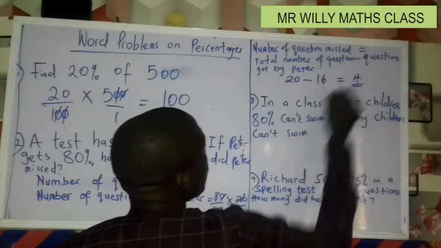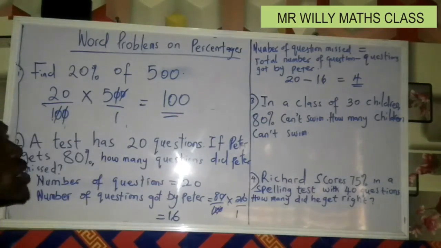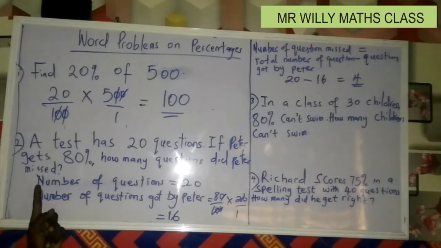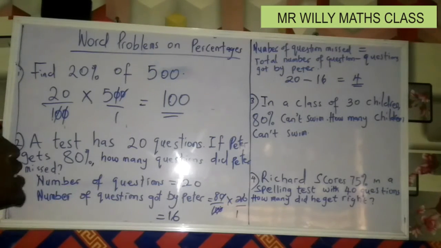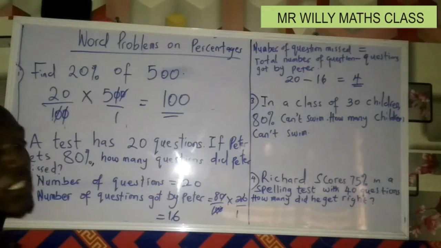Peter missed 4 questions. How do we solve our 4? We have our number of questions. We subtracted the number of questions got by Peter from the total number of questions attempted by Peter. 20 minus 16, we have 4. Now let's move on to the third question.